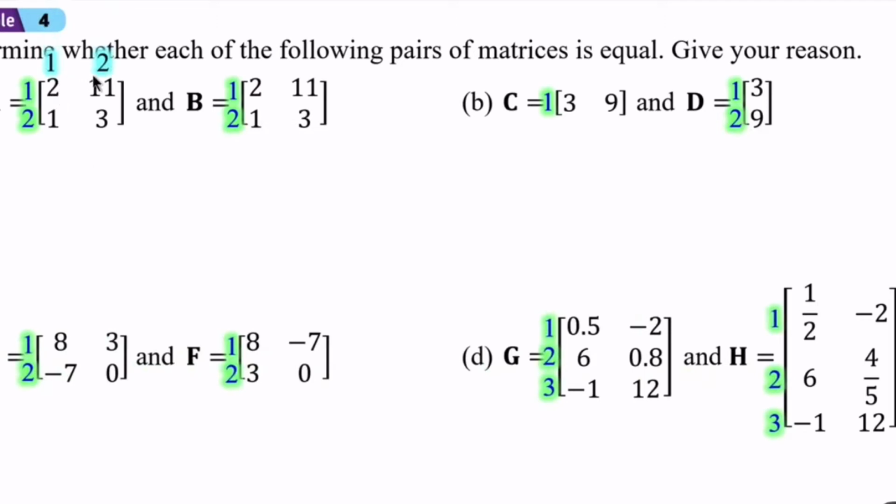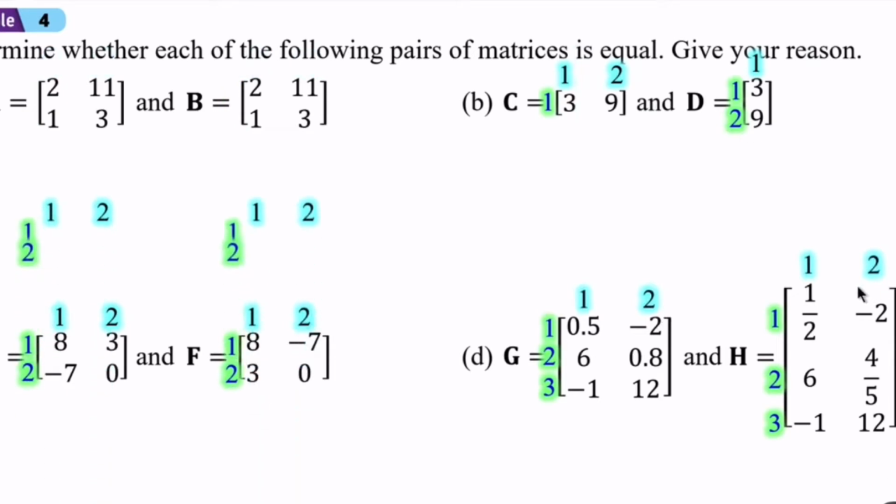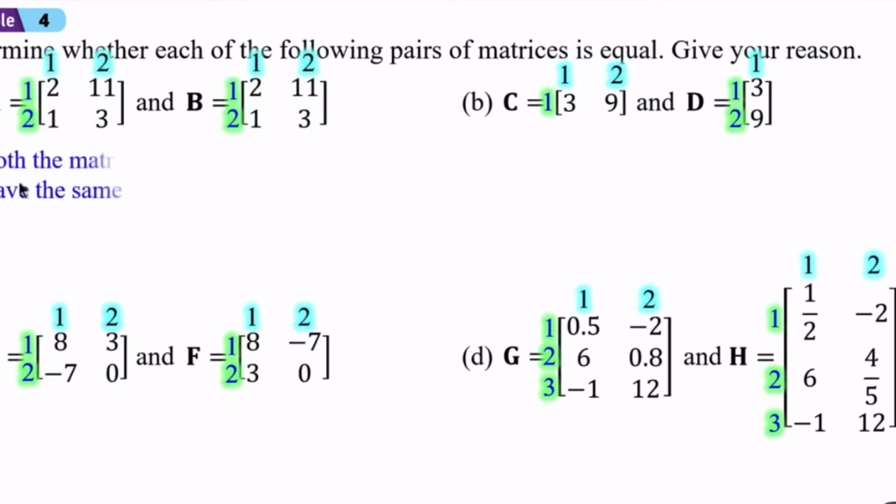And for the number of columns of the matrix, I highlighted in blue color. So A has 2 columns, B has 2 columns, C has 2 columns, and D is just 1 column. And then this one is 2 columns, and this one also 2 columns. For G we have 2 columns, and for H we also have 2 columns. So the order is actually row by column. So for A we have 2 by 2, for B we have 2 by 2.